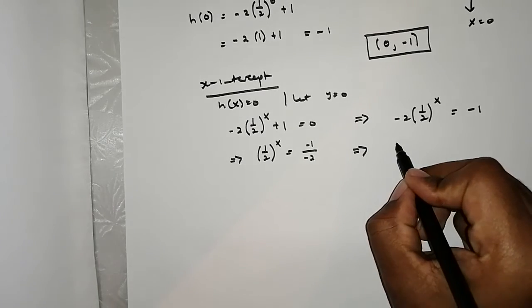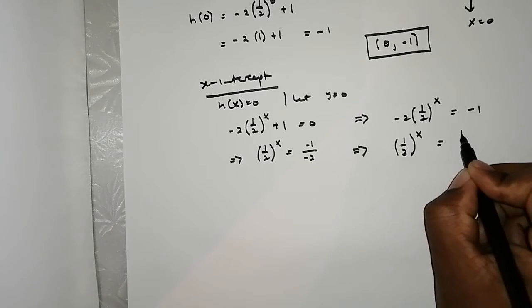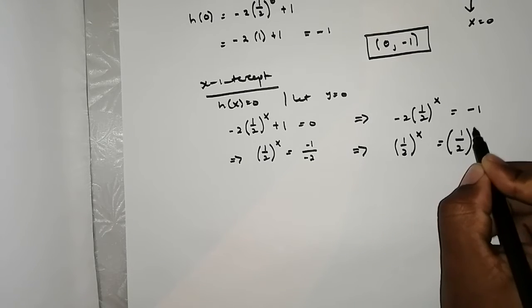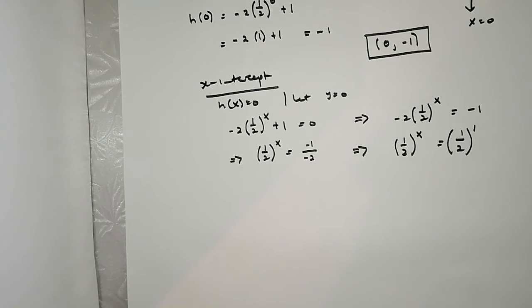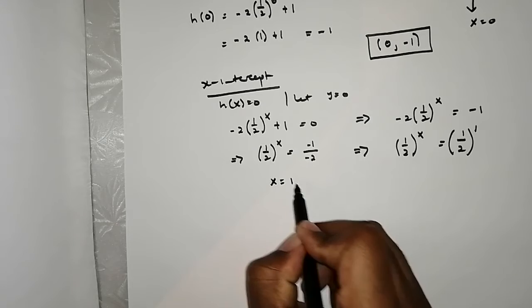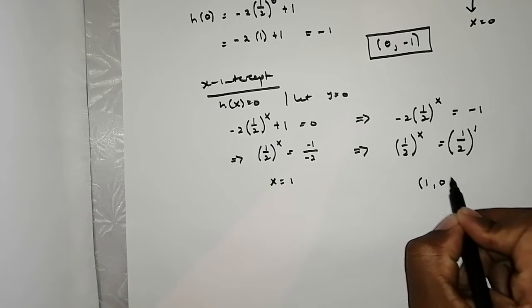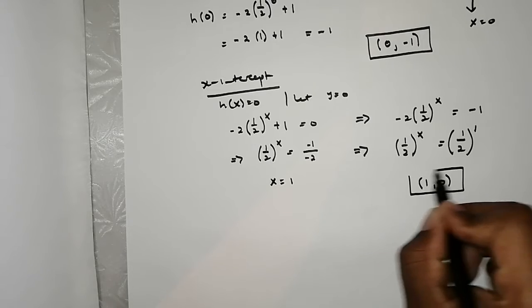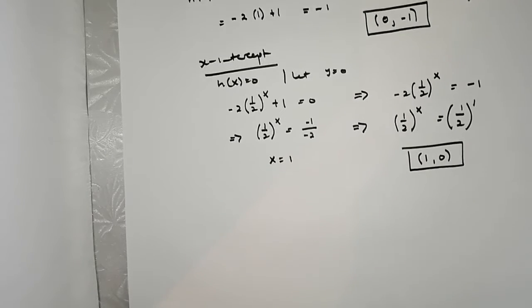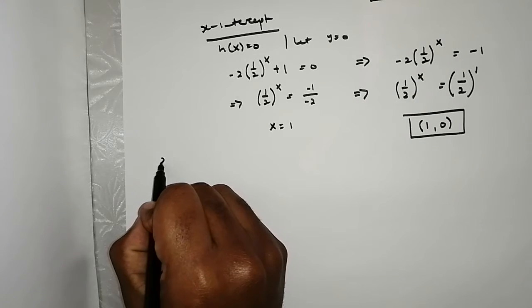So 1 divided by 2 to the x equals 1 divided by 2 to the 1. So what will be the value of x here? The value of x will be 1. So x will equal 1. So the x-intercept will be (1, 0). All right, cool.